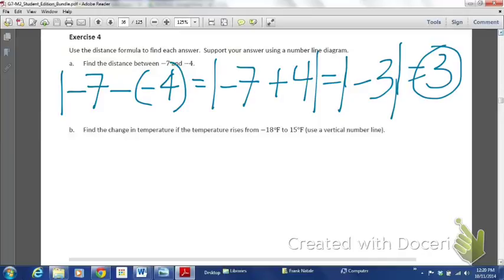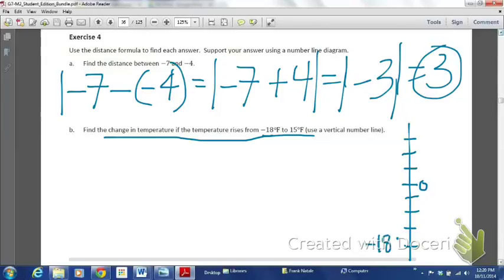So here we go. B asks us to find the change in temperature. If the temperature rises from negative 18 degrees Fahrenheit to 15 degrees Fahrenheit, we will go ahead and support that with a vertical number line. So let me make that vertical number line here. Place 0 in the middle here. Okay, let's do it in 5. So here's 5, 10, 15. That's all we're going to need. Then we've got 5, 10, 15, 20. So our negative 18 is about right here. That's negative 18. And then we have 5 to 15, and our 15 degrees Fahrenheit positive is right there.